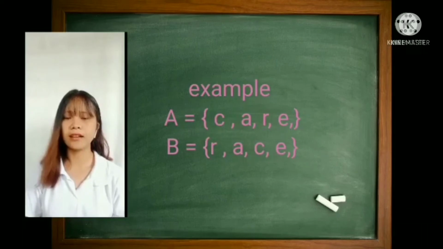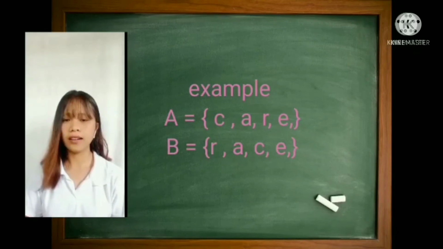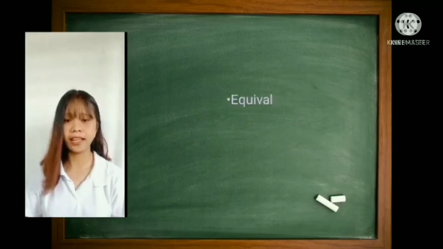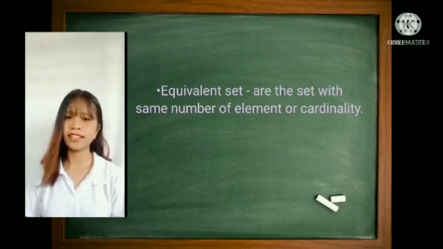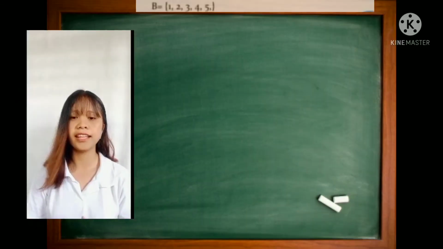Examples. For set A, we have C, A, R, and E. For set B, we have R, A, C, and E. Equivalent sets are the sets with the same number of elements, or cardinality.